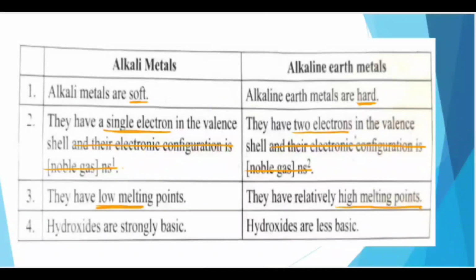Alkali metals make hydroxides and thus strong bases. Hydroxide means when a metal is combined with water. They make strong bases, whereas alkali earth metals do not make such strong bases. Alright, hope this much is understood.